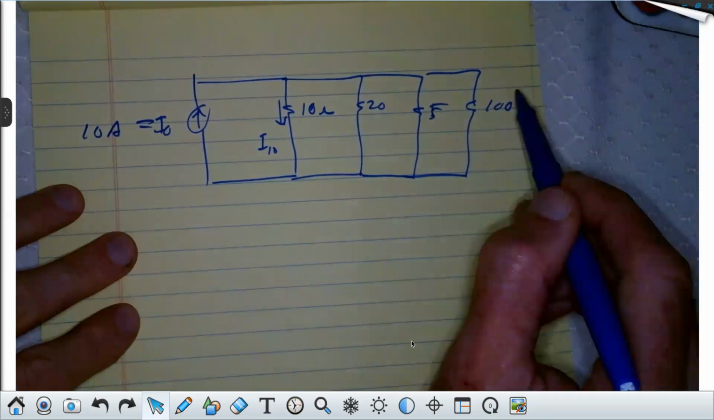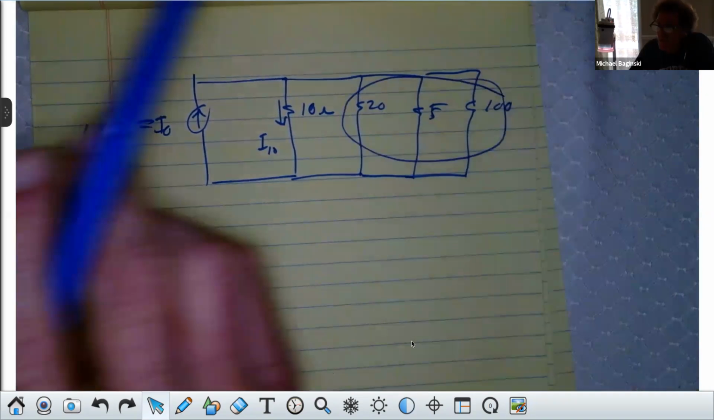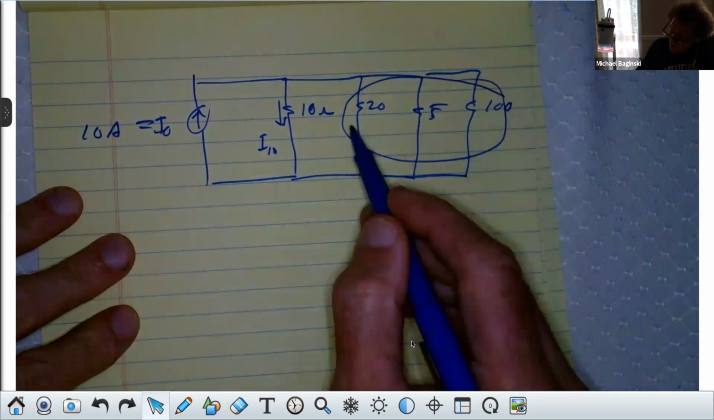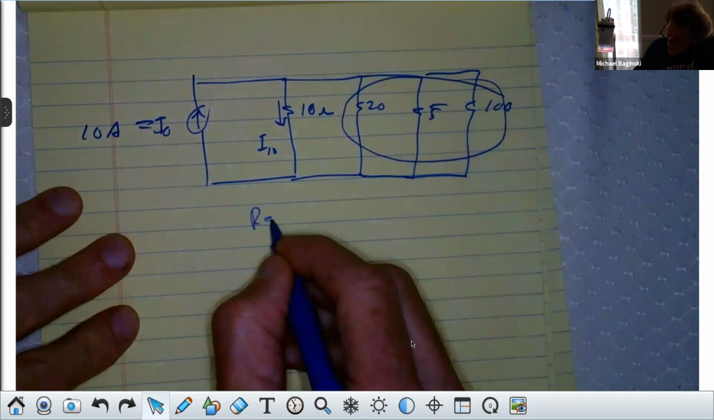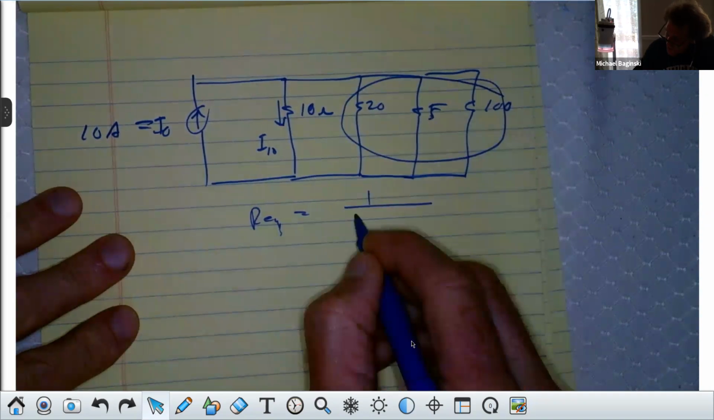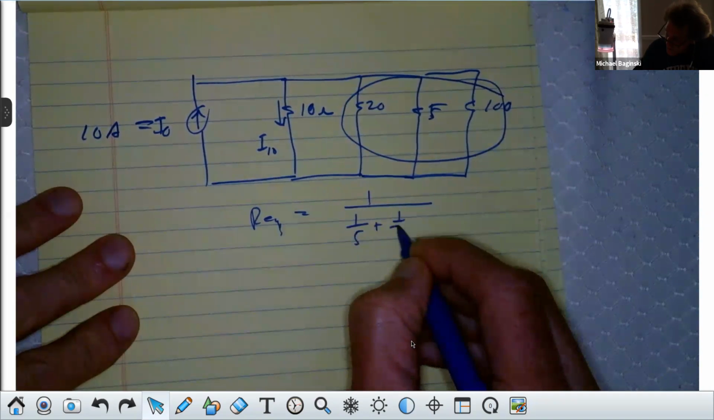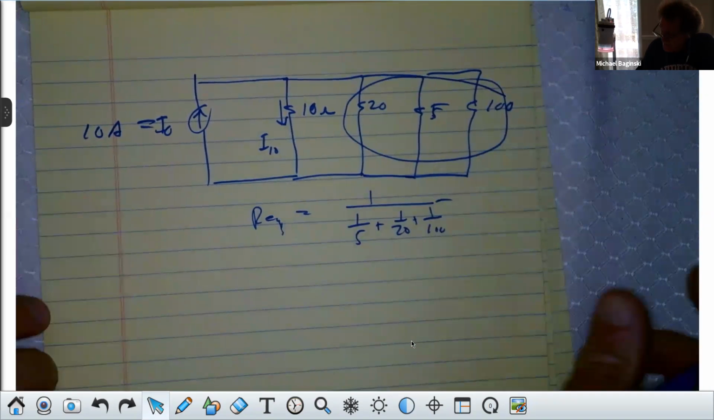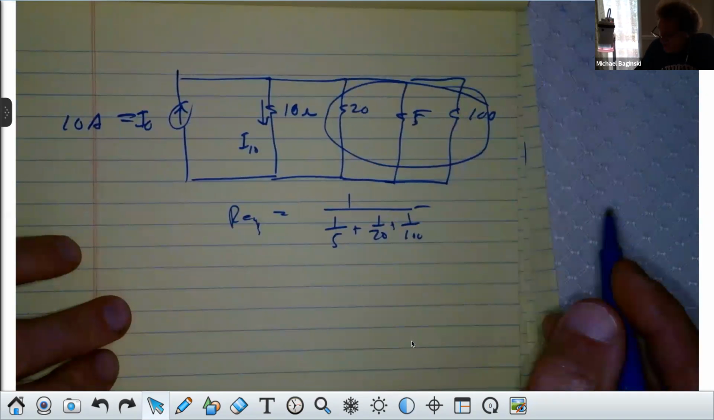Well, let me ask you this. Can all these be reduced to one resistance? Yes. Couldn't we say the sum of these three, call it R equivalent, would be equal to 1 over 1 over 5 plus 1 over 20 plus 1 over 100, right?